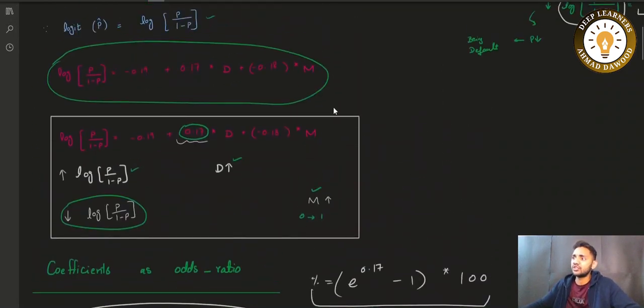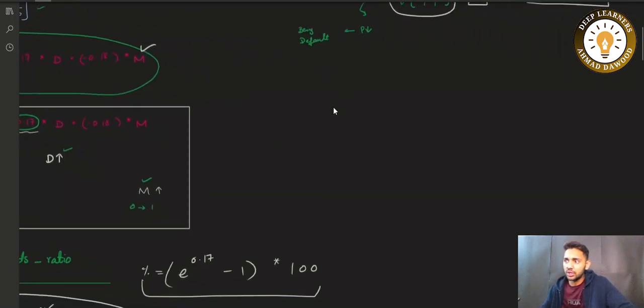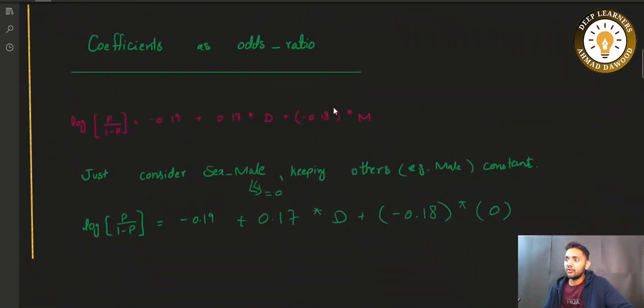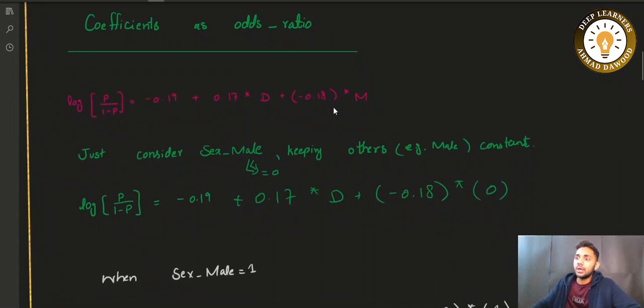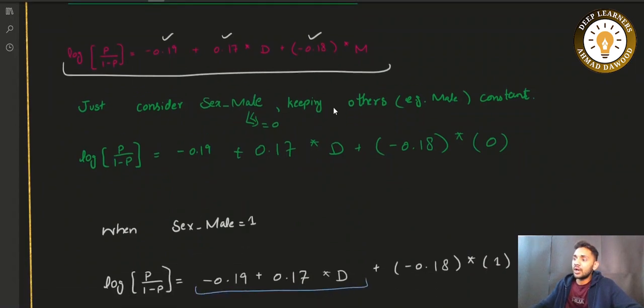In the same way, let's consider the male column. This is the same equation. This is the intercept, this is the coefficient for duration, and this is the coefficient for the male column. Let's say male is equal to 0, and the remaining terms are constant at some particular value, let's say 47.